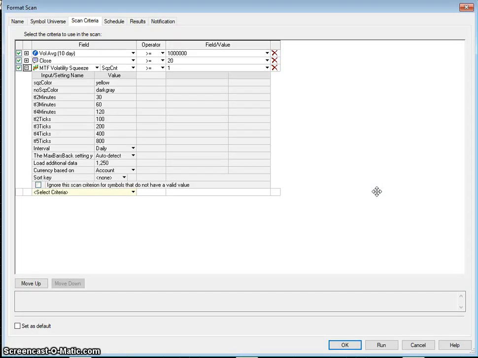Okay, this is showing you an example scanner setup. Basically, I'm just looking for stocks that trade on average at least 1 million shares a day and are at least above $20. Of course, you can use this or not, or do whatever you want. This is just how I have it set up.